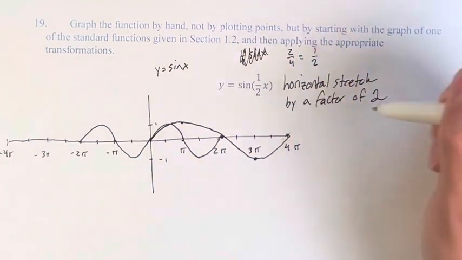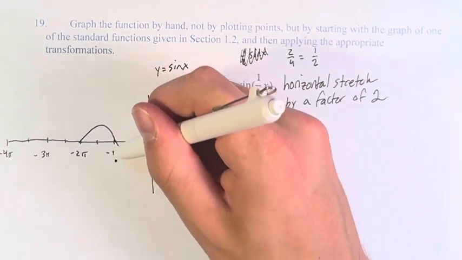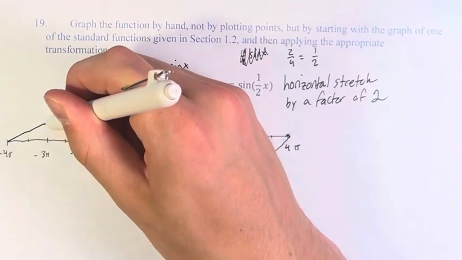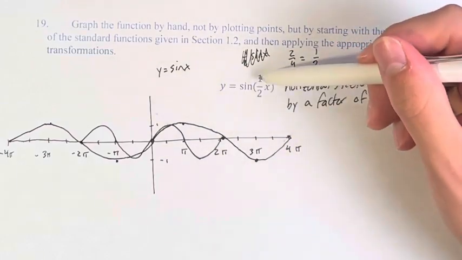So the function takes this shape like this. And a similar thing happens on the negative side. And this gives us the graph of this function, y is equal to the sine of 1/2 x.